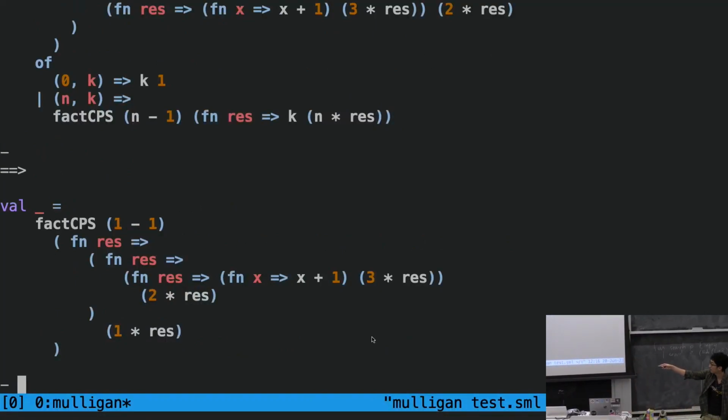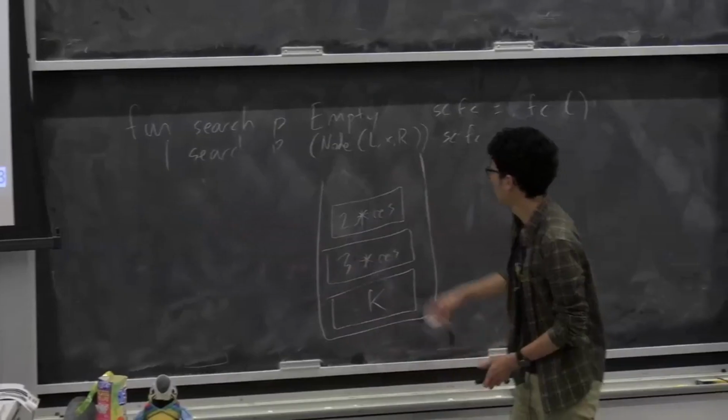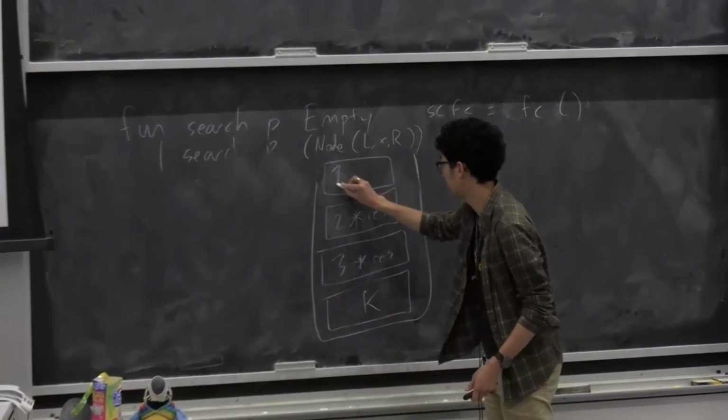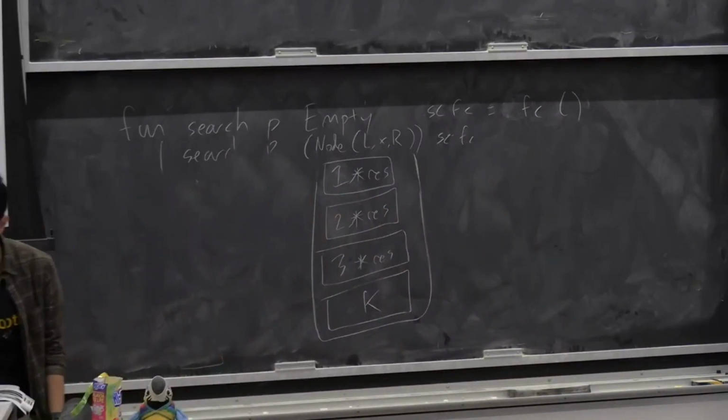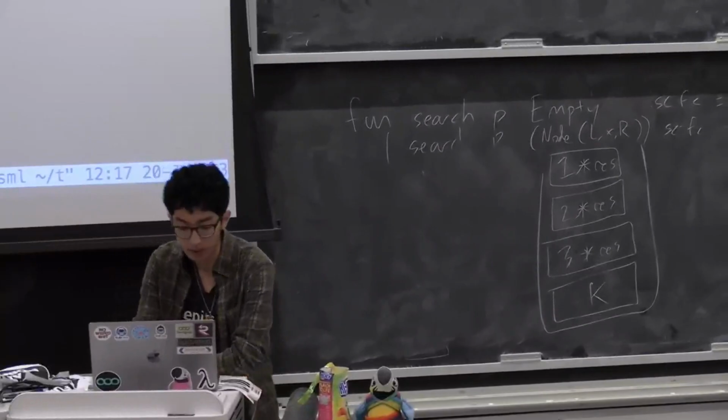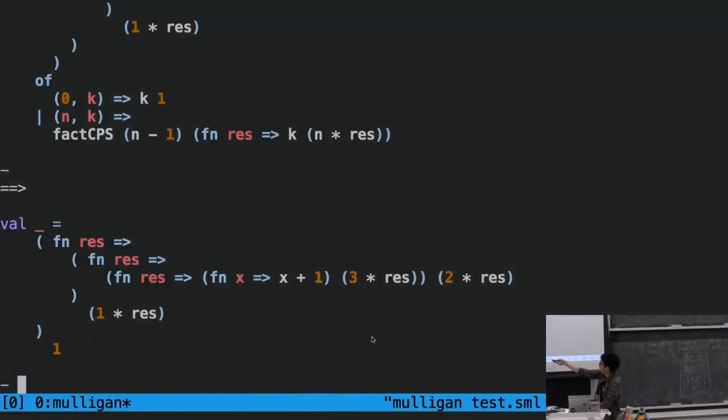This is my old continuation, right? The continuation from the previous part. And I wrap that in a lambda, and I give it 1 times res. So on my stack, I finally put 1 times res. Okay, and then we're finally done. So we get 0, and we apply this gigantic lambda to 1.